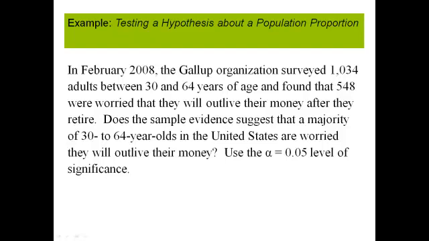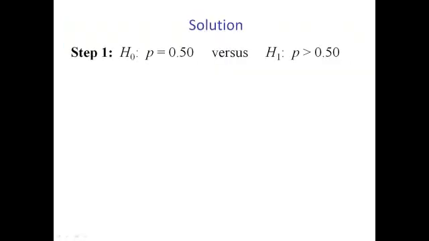Now notice that what we're trying to determine is if a majority of 30 to 64-year-olds are worried they'll outlive their money. That means we want to know if the true proportion is greater than 0.5. And so that implies that our hypotheses are going to be H0: p equals 0.5 versus H1: p is greater than 0.5. And so this is going to be a right-tailed test.